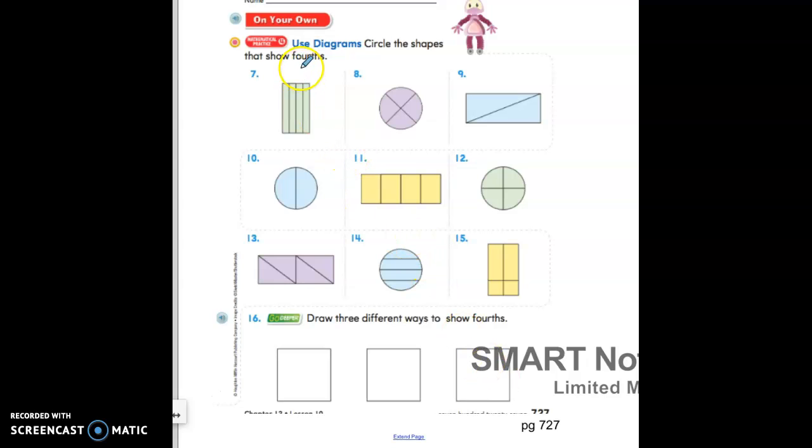Look very carefully at the directions. The directions say, use these diagrams, which are these pictures, circle the shapes that show fourths. Remember, boys and girls, fourths means 4 equal parts. This has 1, 2, 3, 4 parts. Are they all equal? Yes. If you can answer yes to both of those questions, then you can circle the shape.